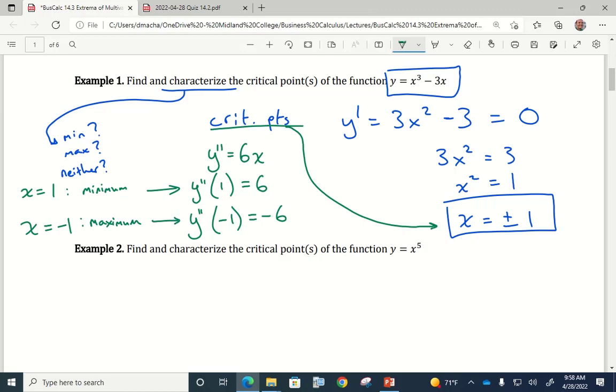So for single variable functions, finding the critical points means finding the first derivative and setting it equal to 0, and then determining whether those critical points were maximums or minimums meant finding the second derivative and then plugging in the critical points to see if that second derivative is positive or negative.